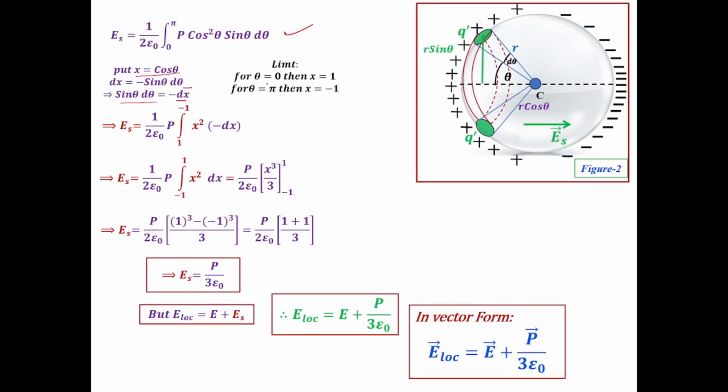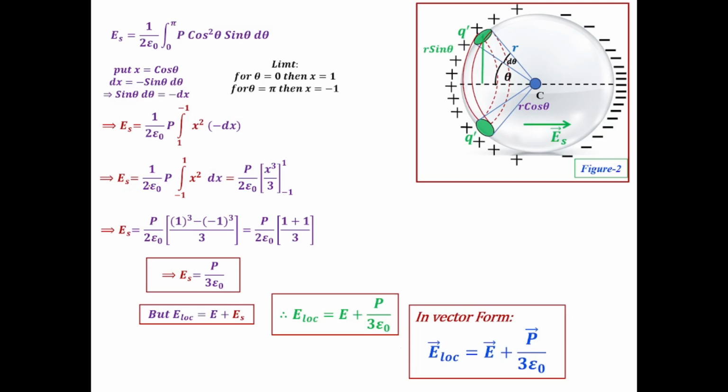So considering the limit, I considered x equal to cos theta, so for that we also have to change the limit. For theta equal to 0 degree, x will be how much? Cos 0 will be 1. For theta equal to pi, the higher limit, cos theta will be minus 1, so the limit will be changed from 1 to minus 1. So E_S will be equal to 1 by 2 epsilon 0 P, integration limit from 1 to minus 1. This cos theta considered as x, so it will be x square, and sin theta d theta is nothing but minus dx. Okay, simple.